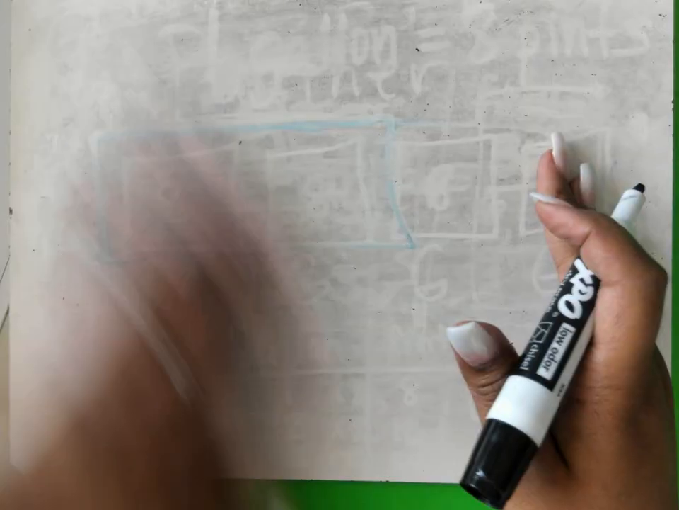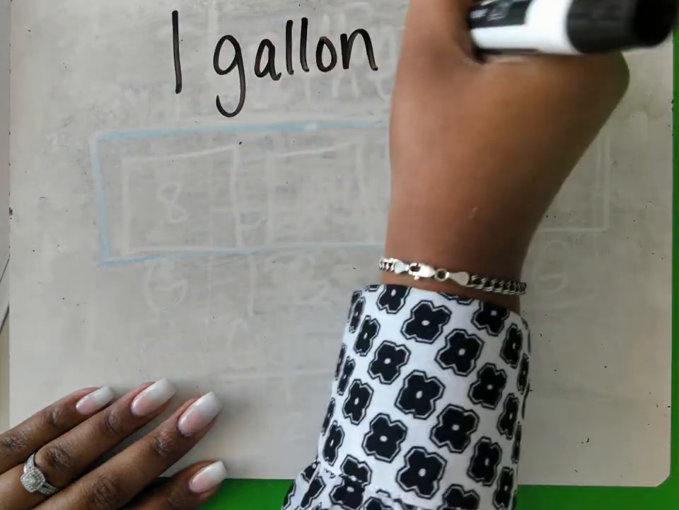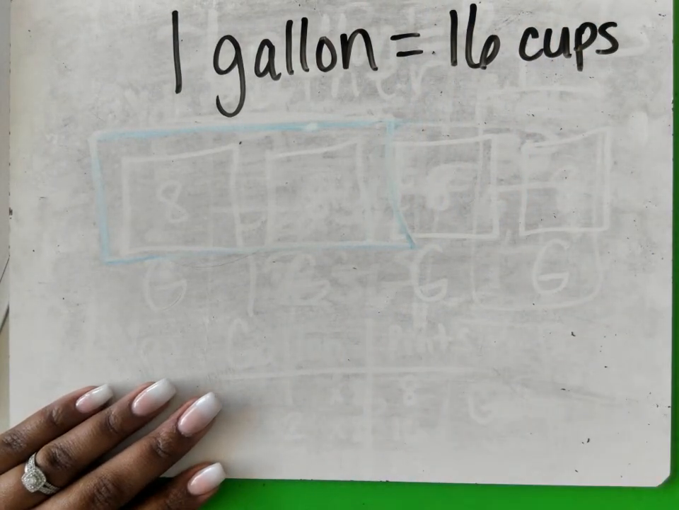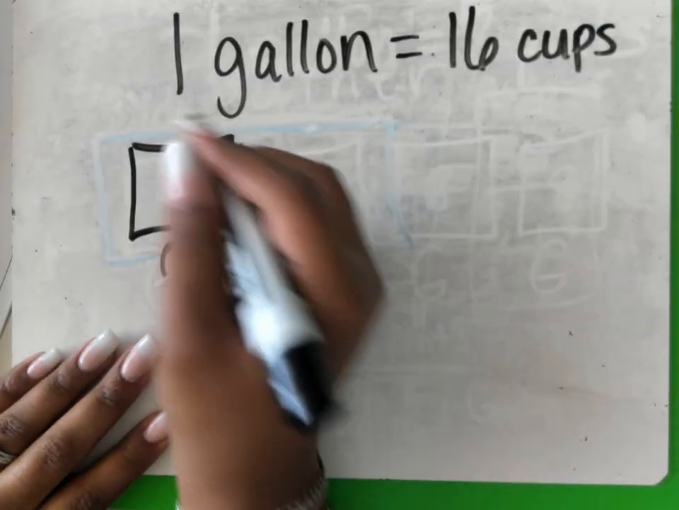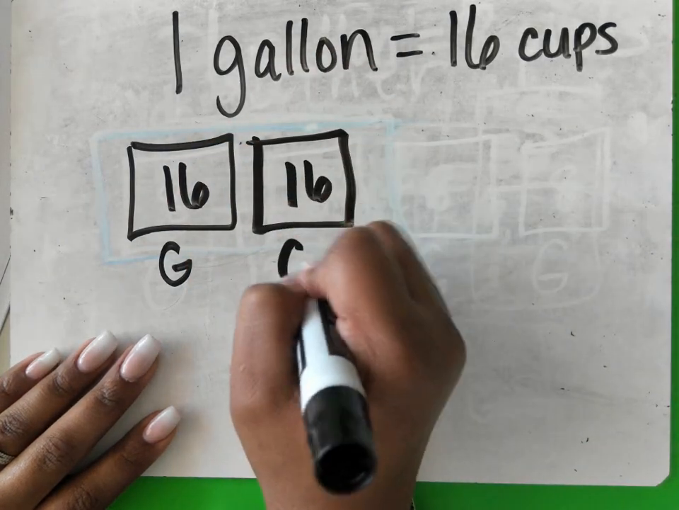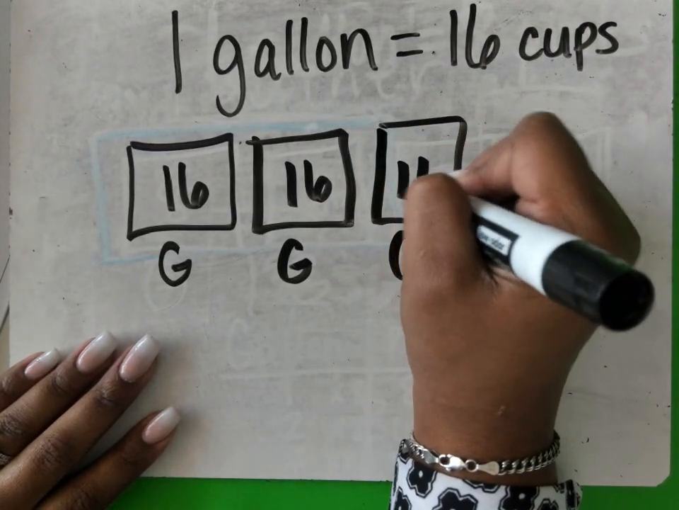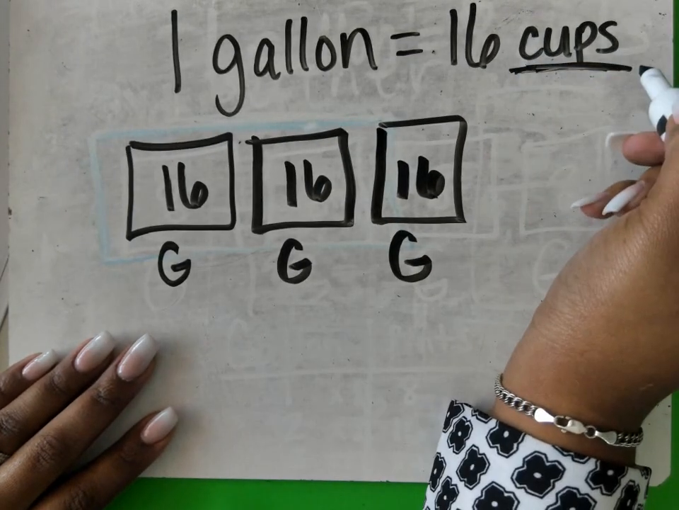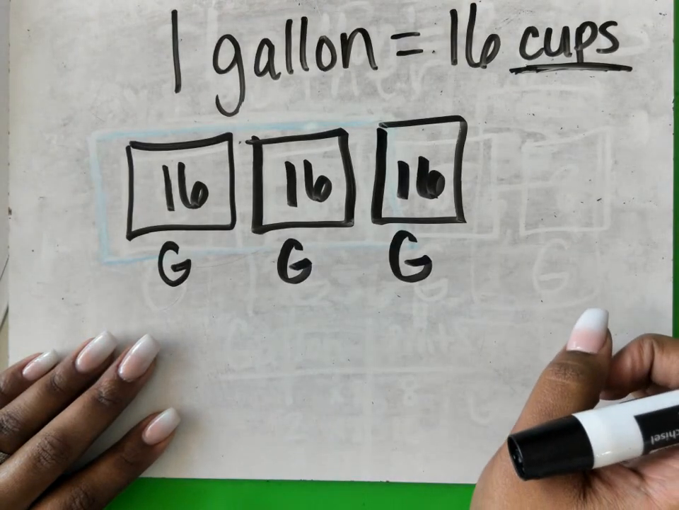For gallons to cups, it's the same thing. So 1 gallon is the same as 16 cups, right? Pictorially, if this is a gallon, I have 16 cups. If this is another gallon, another 16 cups. Another gallon, 16 cups, right? So our unit of measurement has changed from pints to cups. That's why it's 16 now and not 8. 16 cups is the same as 1 gallon.